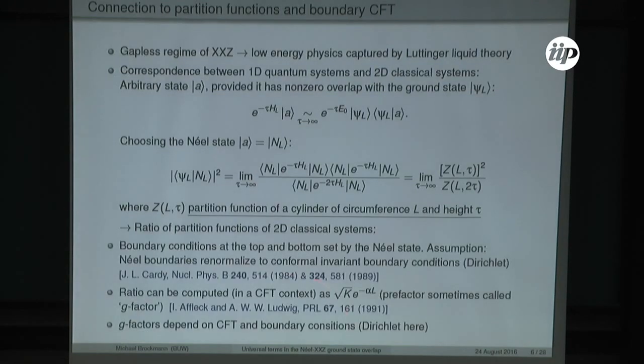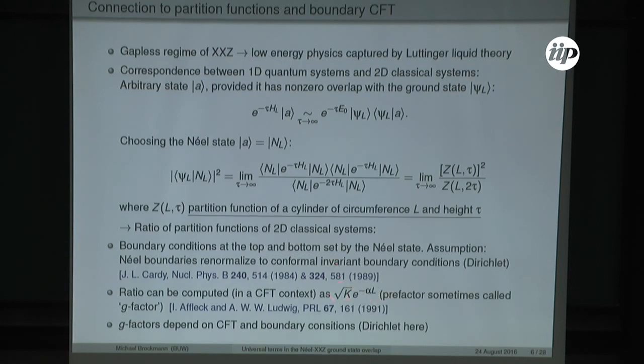There was one assumption in the paper by Cardy that these Néel boundaries, fixed here by the Néel state, renormalize to a conformally invariant boundary, which is believed to be a Dirichlet boundary condition. For this CFT you can compute this ratio explicitly, and it turns out that it is a prefactor square root of k times e to the minus alpha L. And so maybe this answers your question. So that is really related to conformal field theory here.